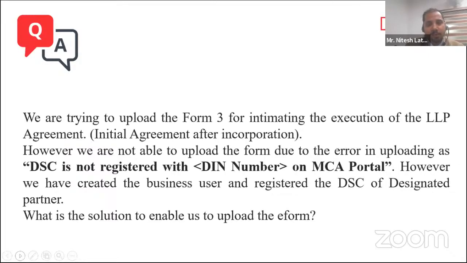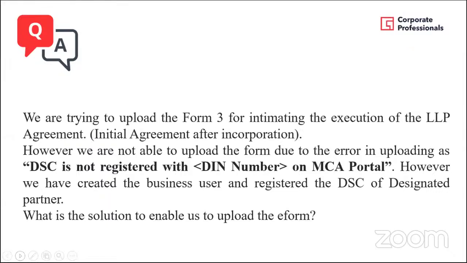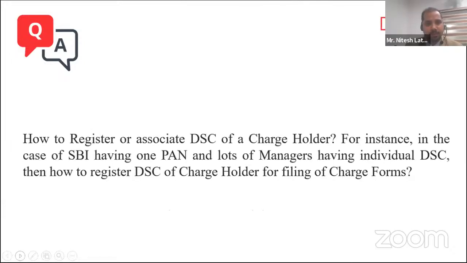This is regarding a problem with Form 3 of an LLP, where the LLP is not able to upload the form due to an error. This is the same thing I told you a minute back: the user would have registered himself with a PAN and is trying to get his DSC validated against a DIN. So he has to add himself with his DIN in the profile and associate the DSC with his DIN also. Then he'll be able to do it. There is no problem with that. Next.